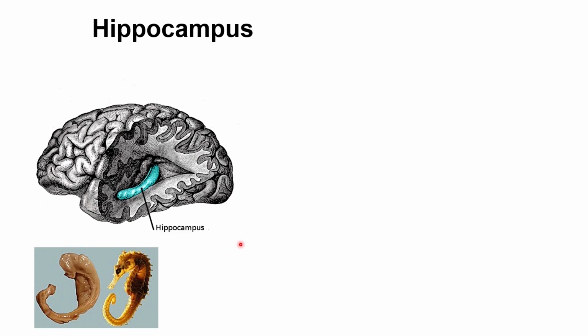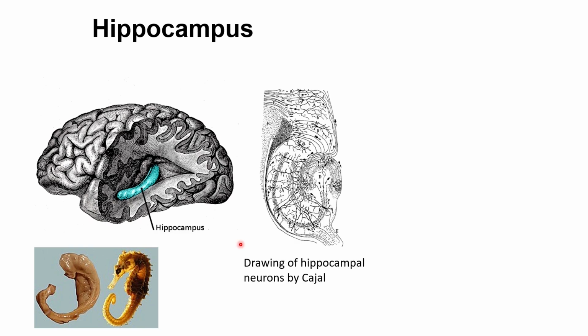Hippocampus is one of the most studied structures within the human brain or animal brain. The reason is that it is involved in two very important functions: learning and memory, and spatial navigation. This is a drawing of hippocampus made by Ramon y Cajal more than 100 years ago in such intricate detail. And in the last 50 or so years, scientists have spent a lot of effort in trying to understand what kinds of neurons are present in hippocampus and how they function.